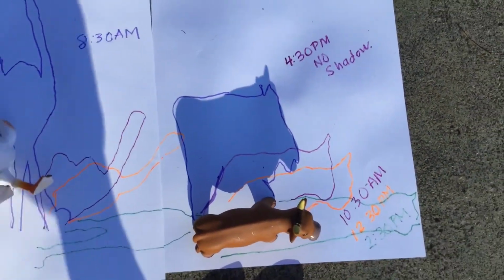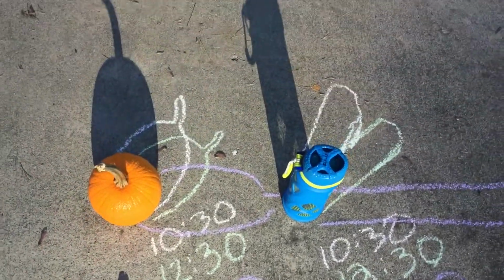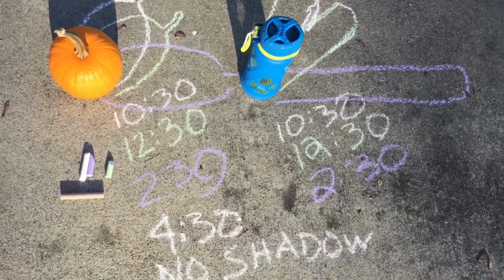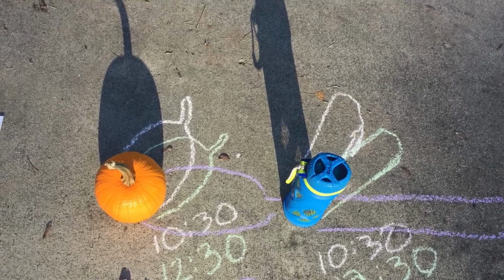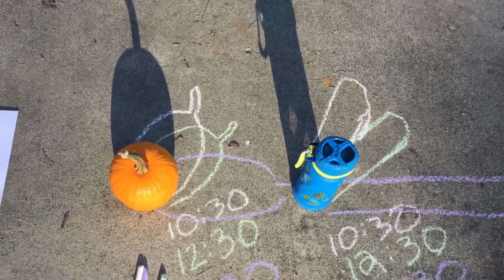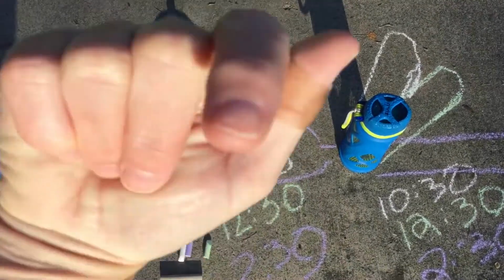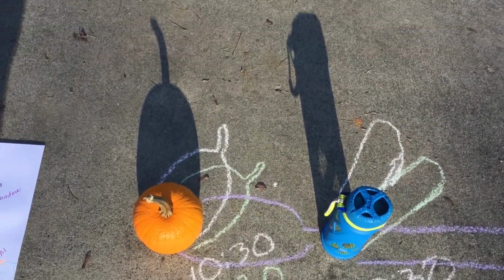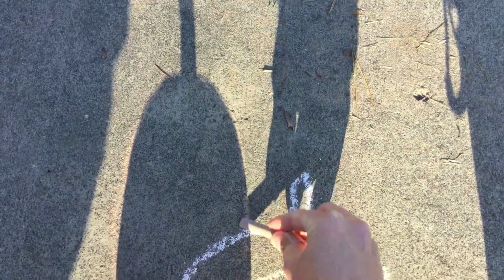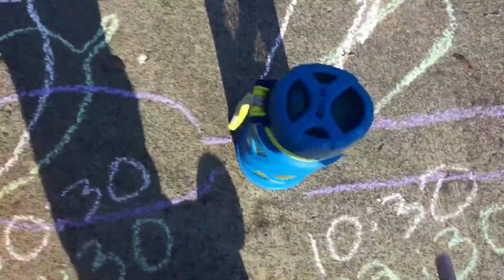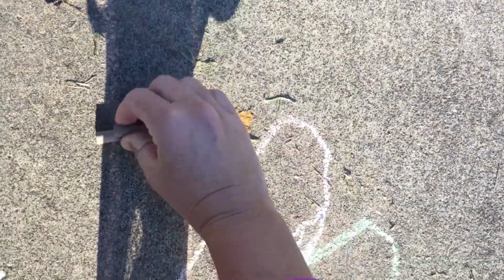All right, let's check out the chalk. Whoa! Again, the morning shadow is so much longer and stretched out. And you can see that the sun is coming from behind the objects. That way, right where I'm standing. So I'm going to go ahead and trace these and record my results. I have a new colored piece of chalk. This is 8:30 in the morning.